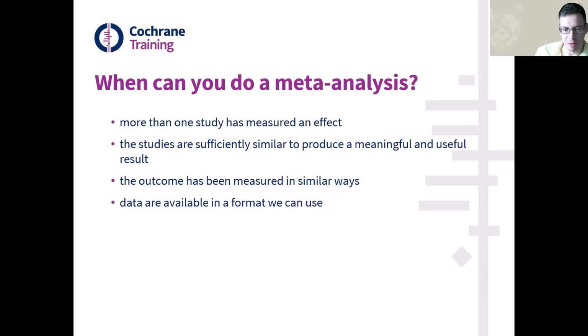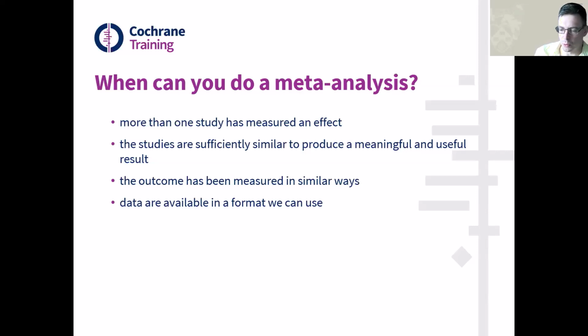As I've already labored the point, we have to be careful about ensuring that the studies are similar enough that the result will be meaningful. They have to have a similar outcome, similar populations, and so on. The outcome has to be measured in similar ways. If we're looking at death as an outcome, we might not be able to combine death at 1 year with death after 2 years, for example, or we can't really combine systolic blood pressure with diastolic blood pressure. So you have to be careful about exactly how the outcome has been measured. Has it been measured in the same way?